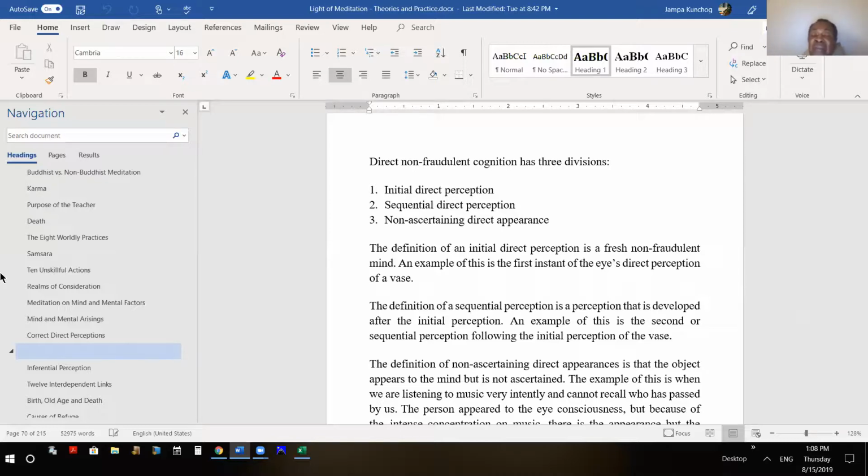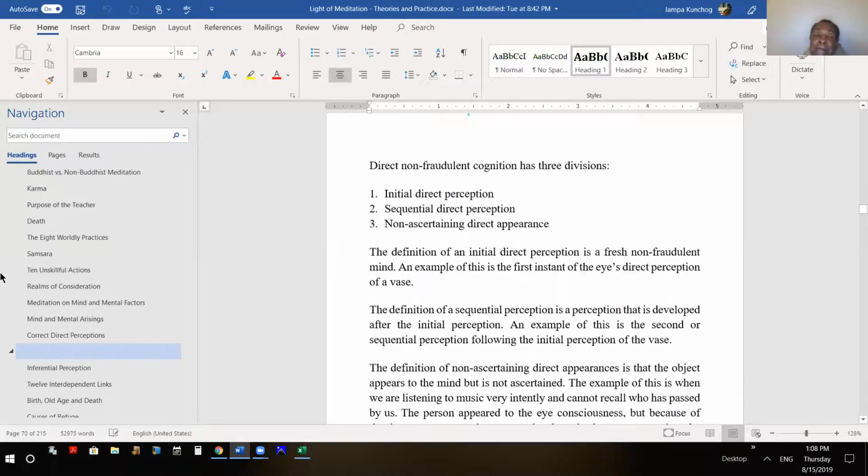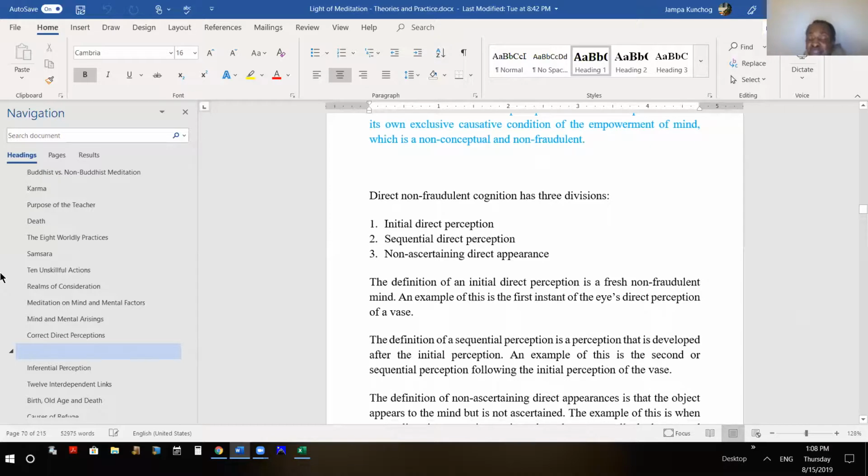The definition of an initial direct perception is fresh. What does fresh mean? Remember we talked about that yesterday? Yes, Jimba. Jimba means that it's not obscured, it's not an obscure type of perception. In this case, when we're talking about fresh, we're talking about it being initial also. And that makes it the difference between initial and sequential. Sequential means that it comes after something.